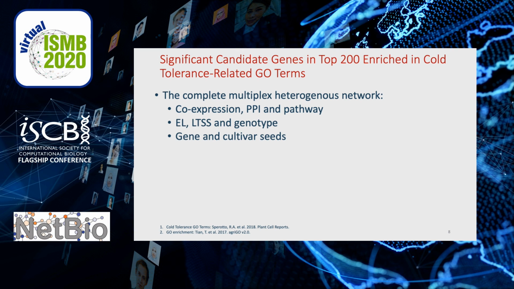We conducted a GO enrichment analysis to assess the gene ranking results. Here, candidate genes are GWAS output genes, and significant genes are the ones that have empirical p-value less than 0.05. We used a multiplex heterogeneous network of 3 gene layers and 3 phenotype layers. For the complete multiplex heterogeneous network, we used gene and cultivar seeds from literature and the phenotype experiment data. As a negative control, we used the bottom-ranked genes for enrichment also, and they were enriched in no GO terms.